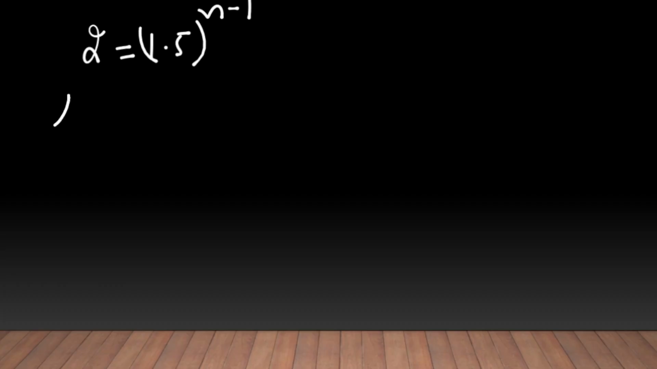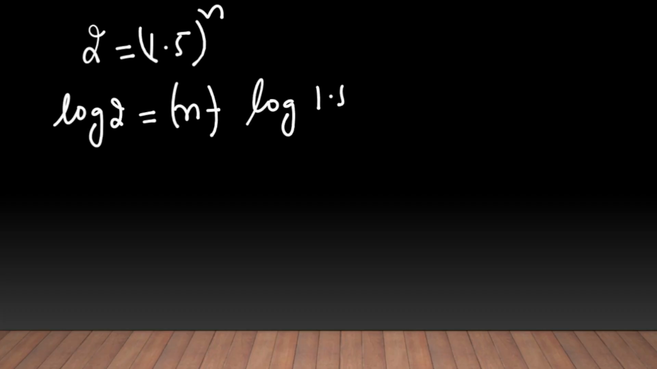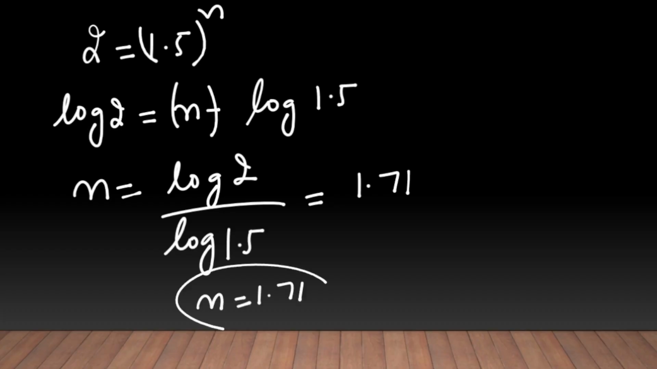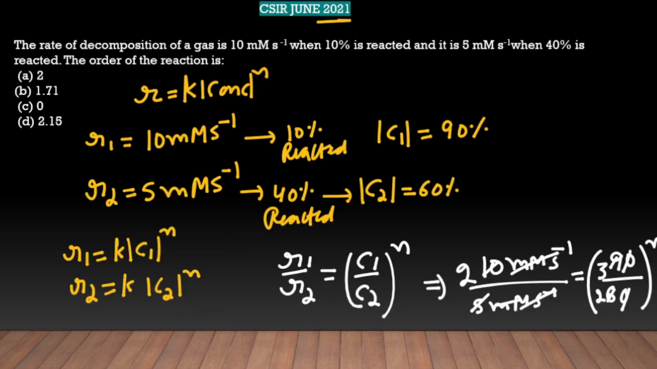So take the log on both the sides. It will become log of 2 equal to n into log of 1.5, not n minus 1, just the power of n. So the n value will be log of 2 upon log of 1.5. This is equal to 1.71, which means the order is this one. So the correct answer becomes option B in this case.